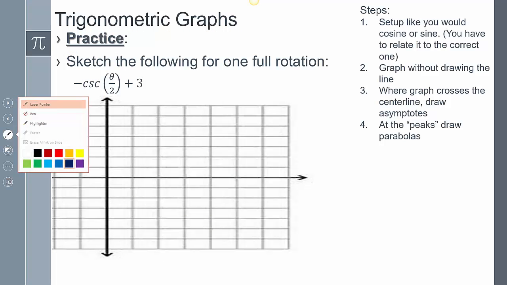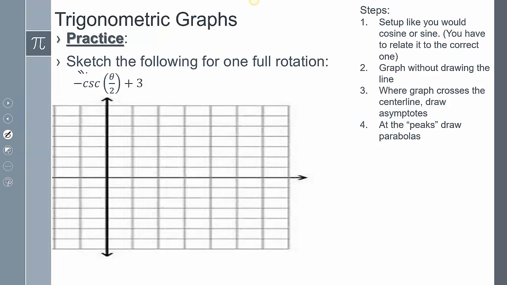Looking at this one. So because it's cosecant, I'm going to pretend that it's sine. I know that my sine graph starts here, goes up, goes down, goes below, goes back. My amplitude is 1, but I do have a negative here. So because of that negative, there's going to be a reflection. And so my sine parent graph is going to have that type of image because of that reflection.